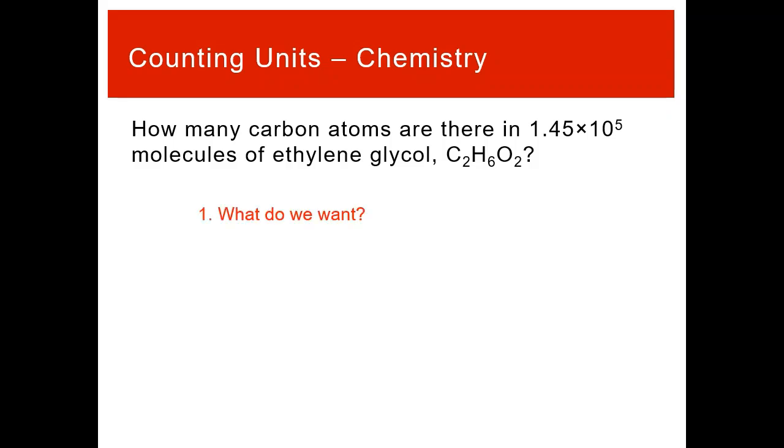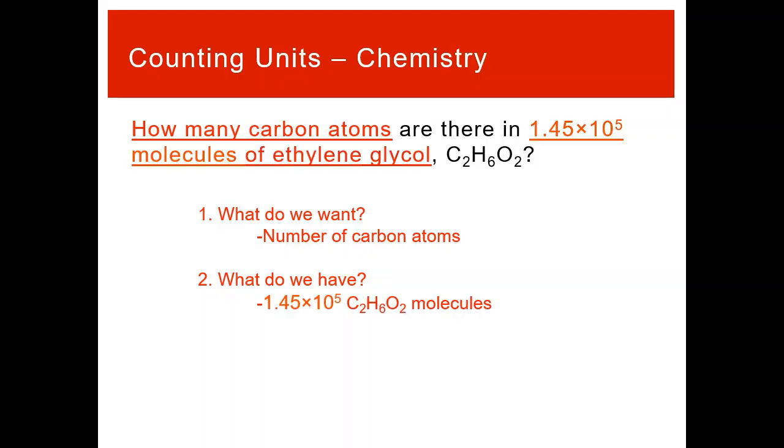If we want to talk through the problem, we always want to start with: what do we want in the end? Specifically, what sort of units are we after? In this case, that is number of carbon atoms. And then we think about what we have. What sort of information is present? Basically, what already is a number that we're given? It's this 1.45 times 10 to the 5th C2H6O2 molecules. This is the number of ethylene glycol molecules that are present.